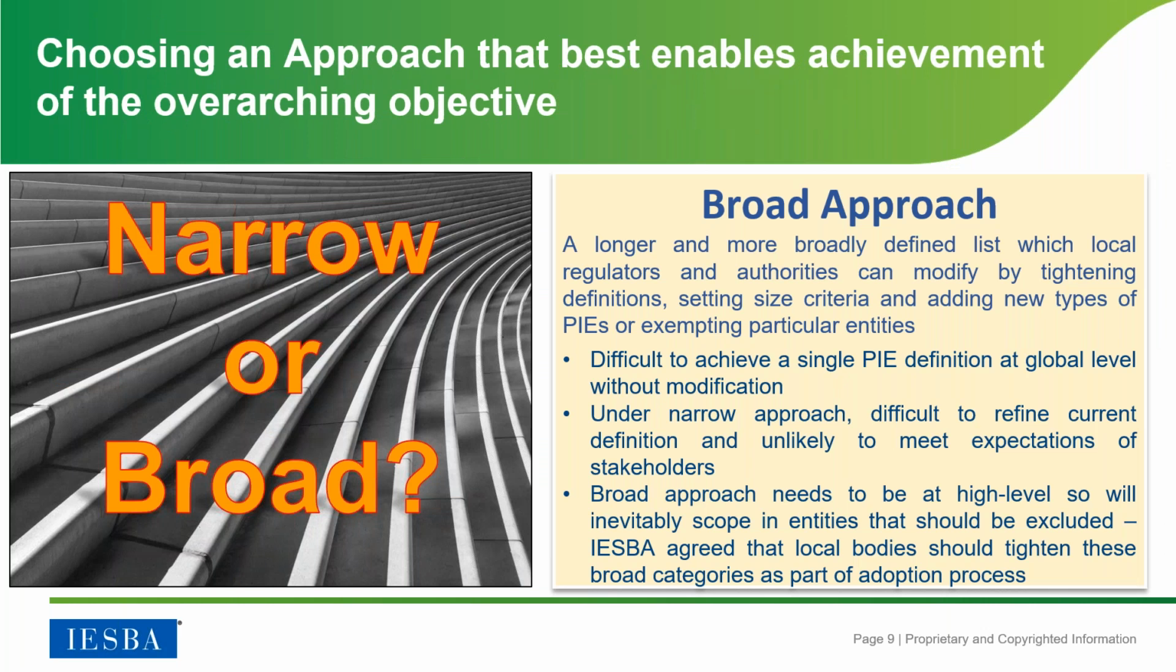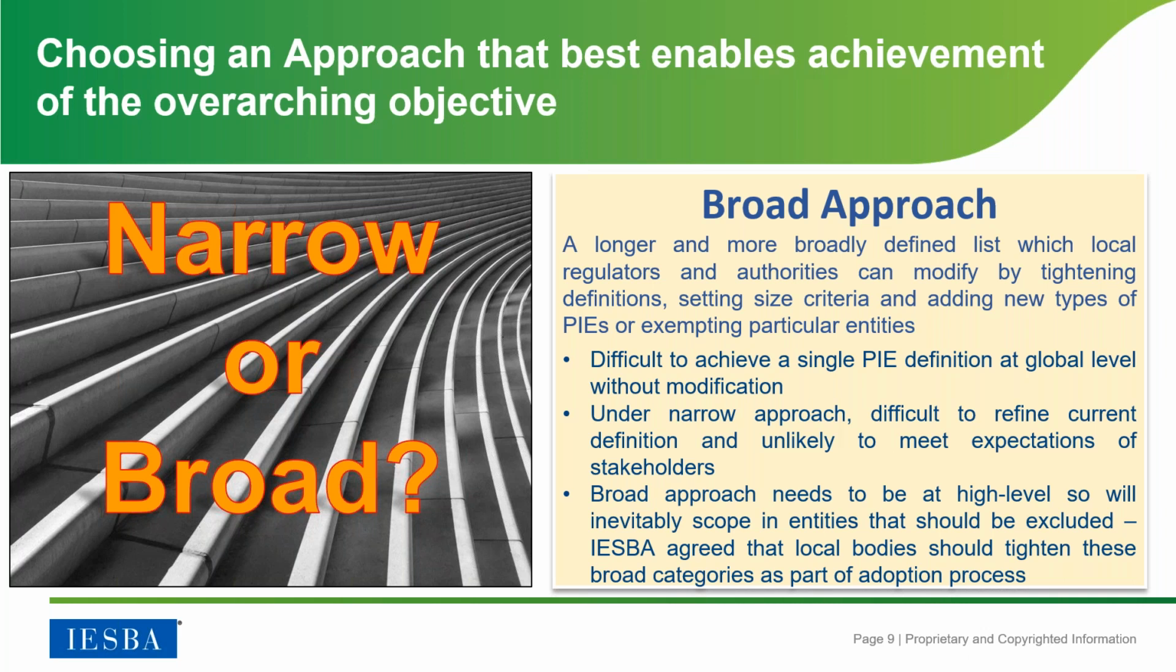We then had to look at what approach would best achieve the overarching objective we'd set ourselves. We determined quite quickly that we would not be able to come up with a global definition of PIE. You only got to look at, for example, some of the EU regulations, which, whilst they have definitions which scope in quite a lot of things at an EU level, there are a number of exemptions which are generally applied at a country level to exclude certain smaller entities such as credit unions or some mutual insurers. And in addition, a number of countries have also then added to the list.